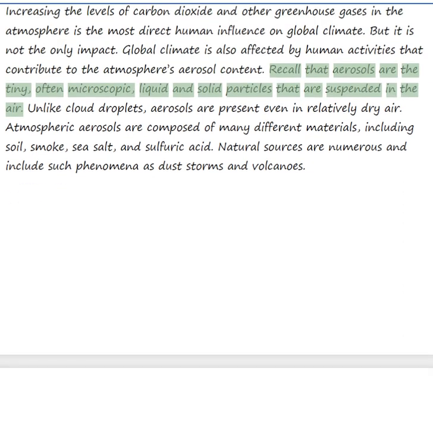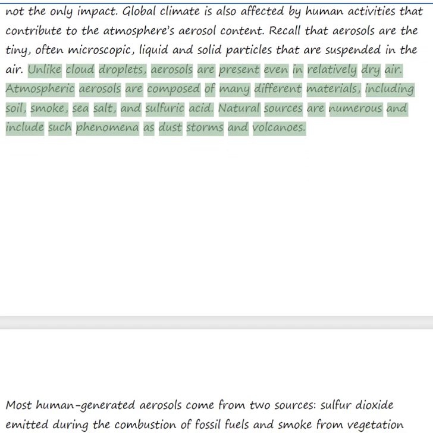Recall that aerosols are the tiny, often microscopic, liquid and solid particles that are suspended in the air. Unlike cloud droplets, aerosols are present even in relatively dry air. Atmospheric aerosols are composed of many different materials, including soil, smoke, sea salt, and sulfuric acid. Natural sources are numerous and include such phenomena as dust storms and volcanoes.